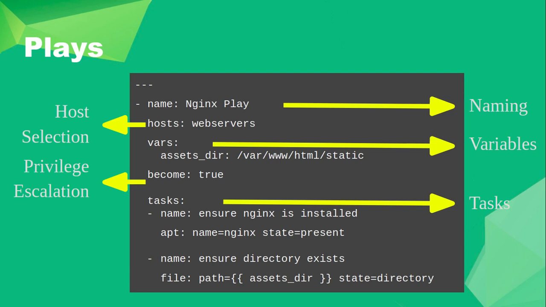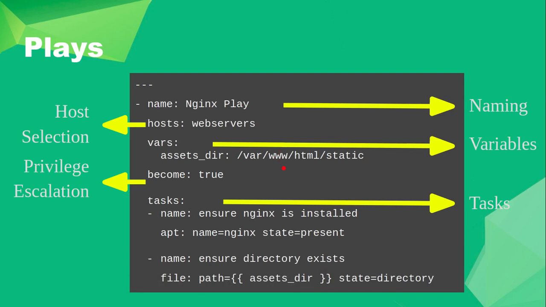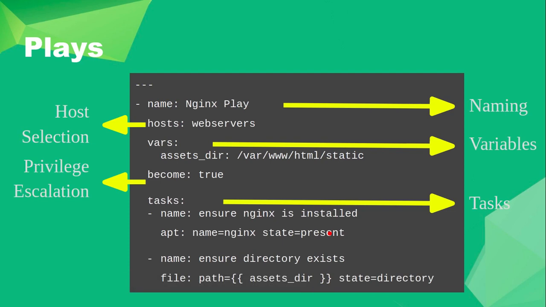Now the next thing is, we need to see if this /var/www/static directory is there on the host machine or not. For that purpose we are using the file module. We give the path, that asset directory variable that we have created here, and then check whether it is there or not. This way we can write a play. Inside a single play we can have multiple tasks.